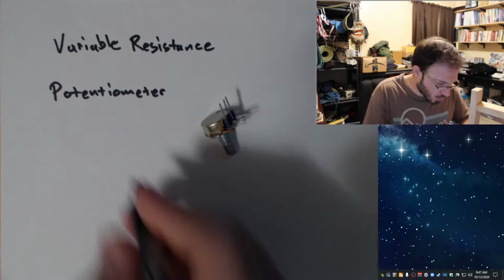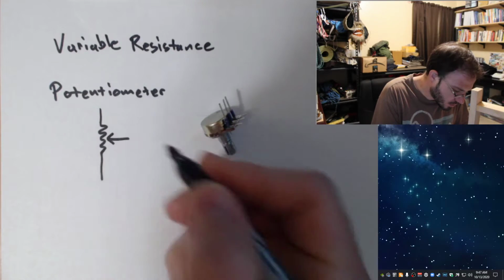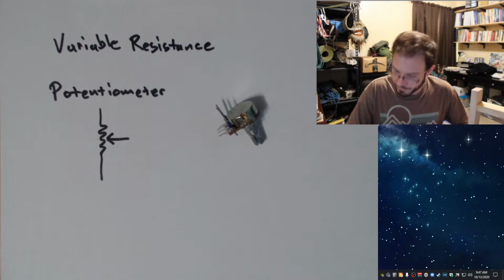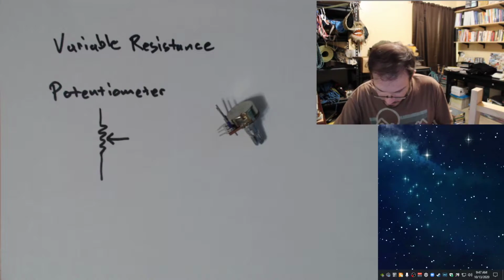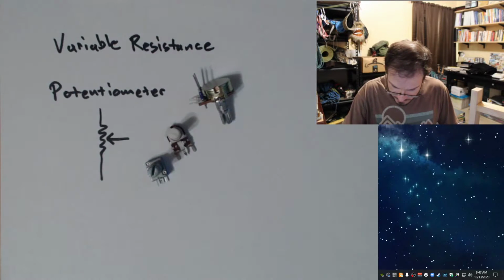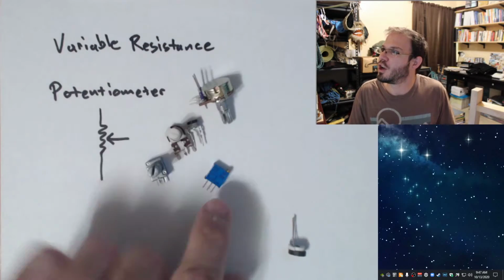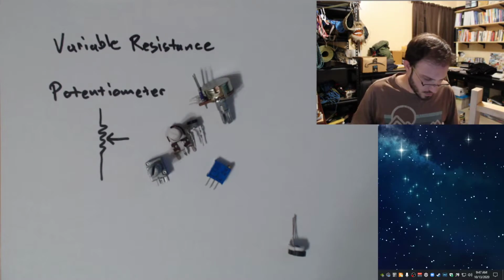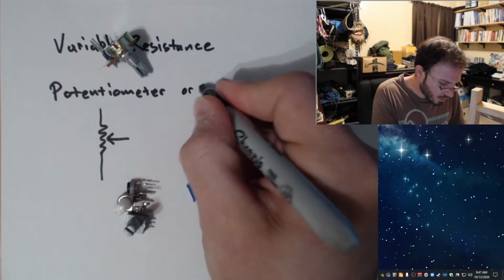Let me go ahead and draw what that looks like. Okay, and let me grab a couple of different types over here. There's a pot, here's a pot, this is a pot, this is a pot. These are known as trimmers. So let's also write down potentiometer or trimmer.